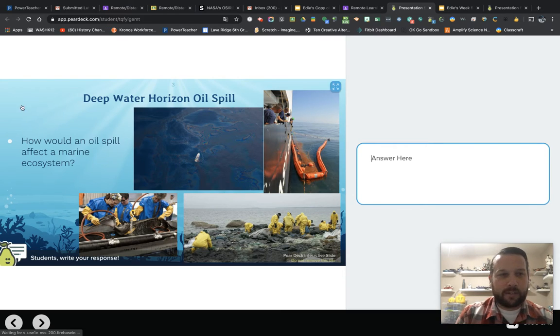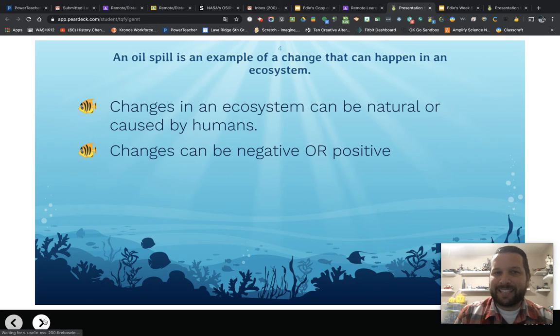Here you're just going to type what it says right here. How would an oil spill affect a marine ecosystem? So you'll type your answer in there, using the pictures and what you think. Remember to use complete sentences and try to be very detailed and specific. Don't be lazy. Don't type in something real quick just to get it done. That's kind of a waste of time. Take your time to do it well and think about it, and that will help. Once you type in your answer, you can go to the next slide.